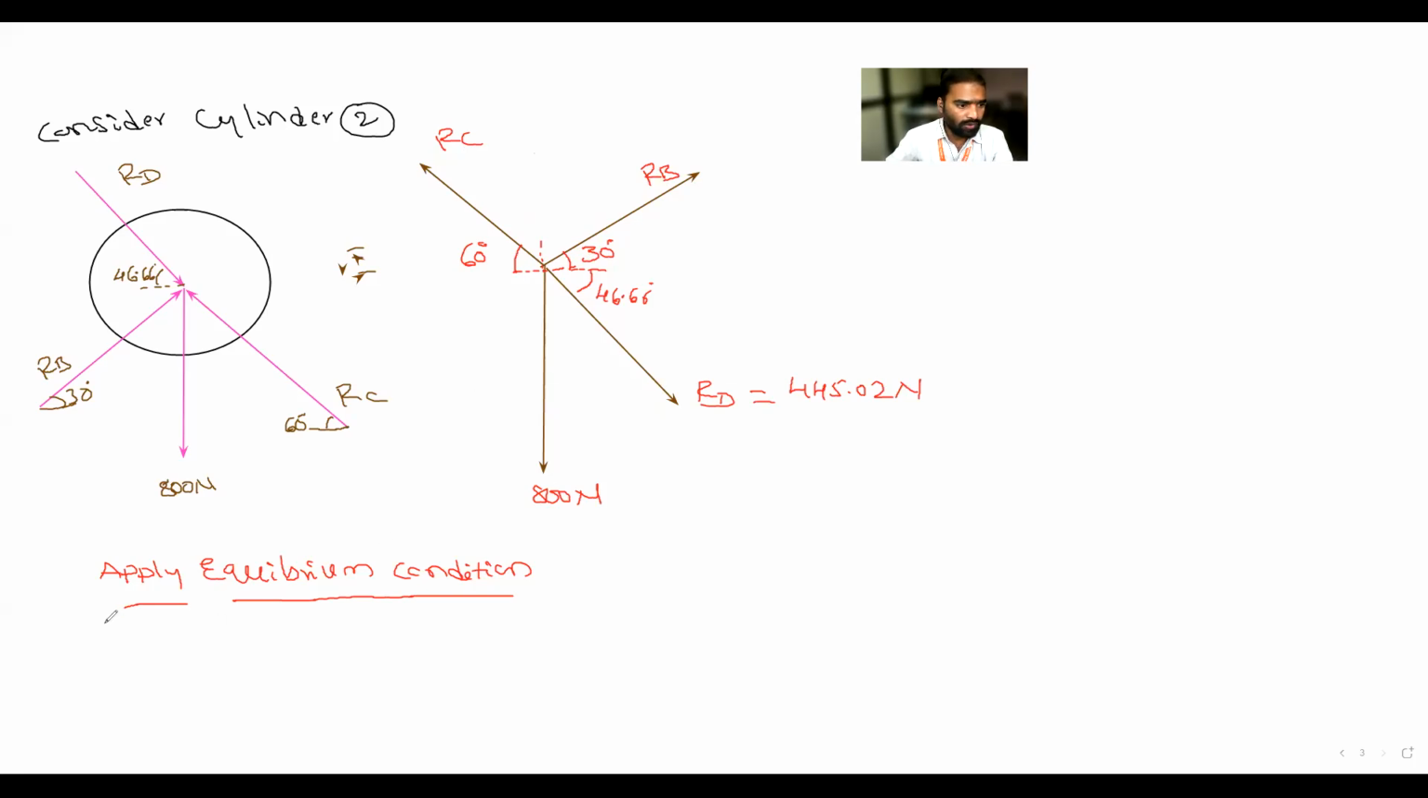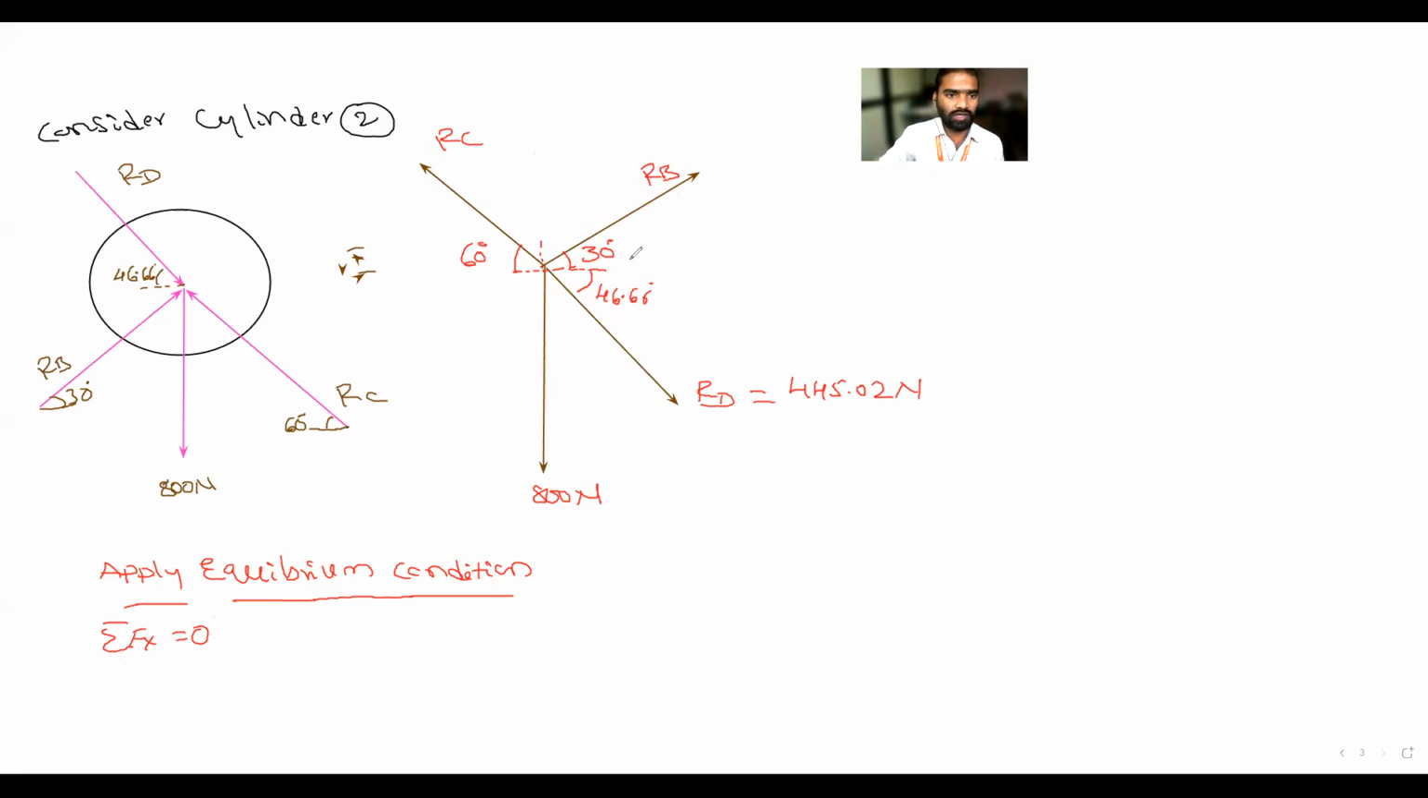Sigma fx is equal to 0. Last class, what I have taken was purely horizontal and purely vertical, those equations I considered. In this problem, both RB and RC are inclined. They have components in x direction and y direction. That's why I have to consider both equations.